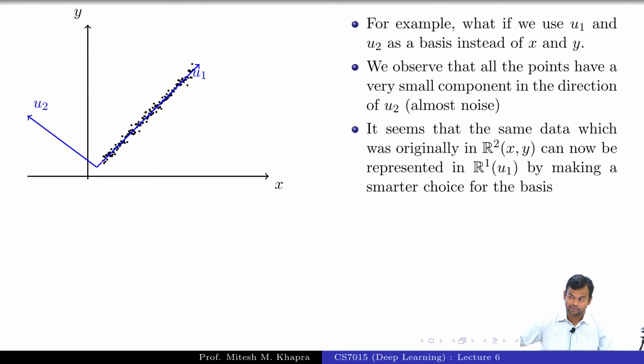Now, it seems that the data which you had represented in R2 can actually be represented in R1 by getting rid of this noisy dimension. So if you had chosen a different basis, you realize that with just one dimension, you could have captured everything that was there in the data, and the other dimension was just adding noise. It was redundant. There's hardly any information there.